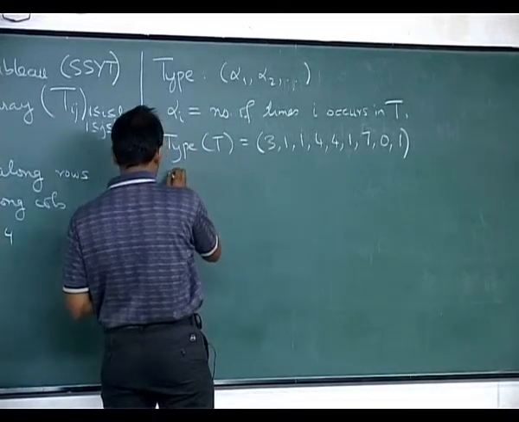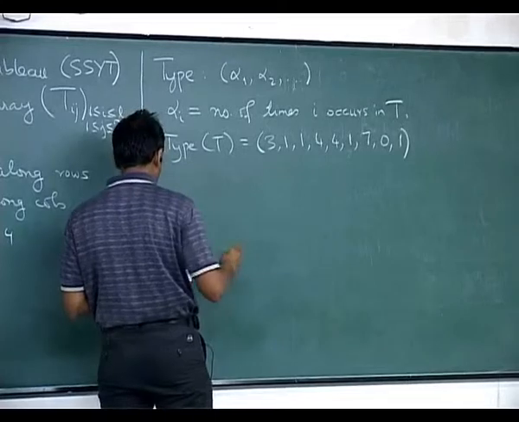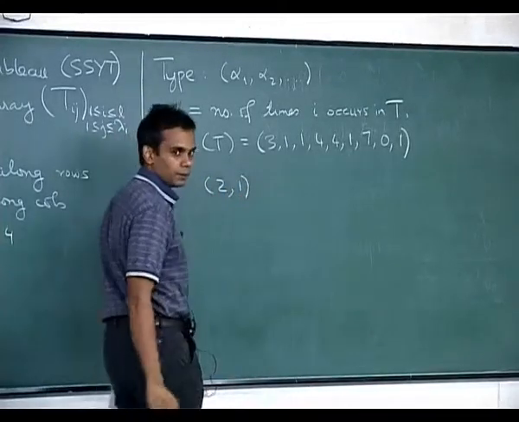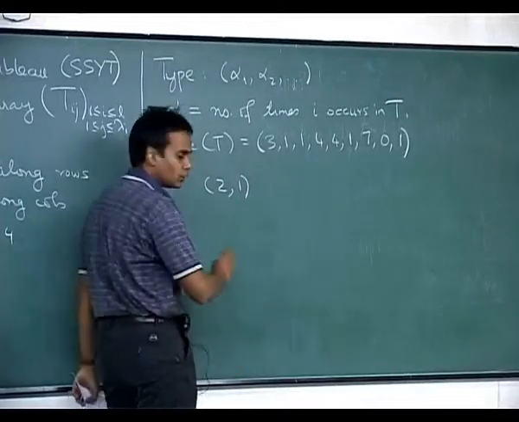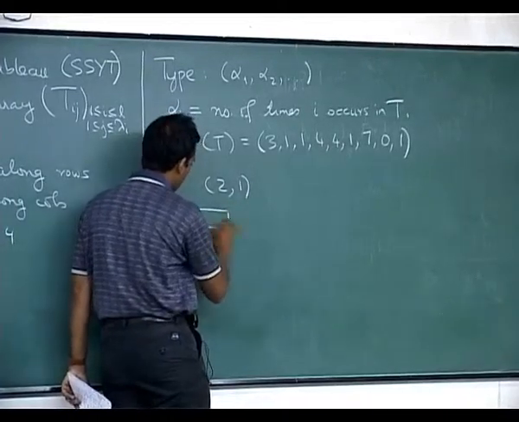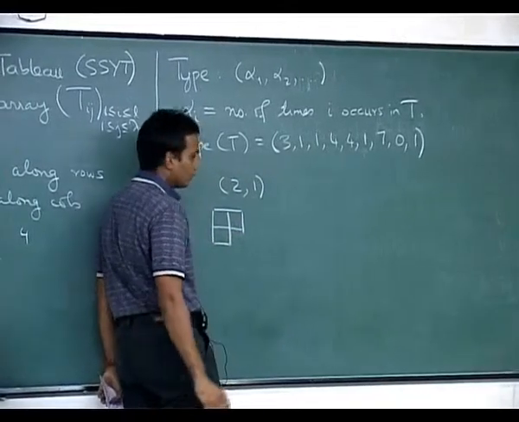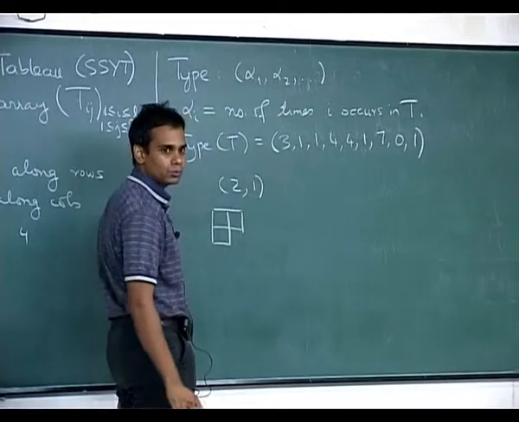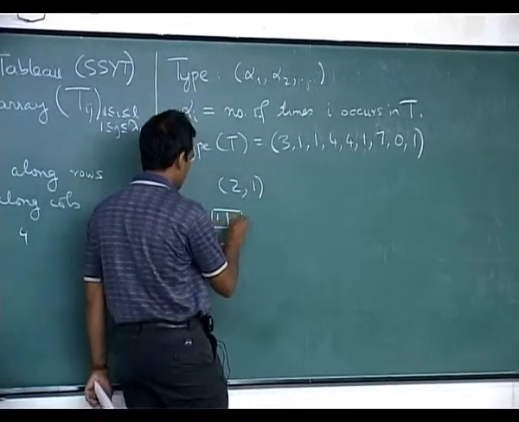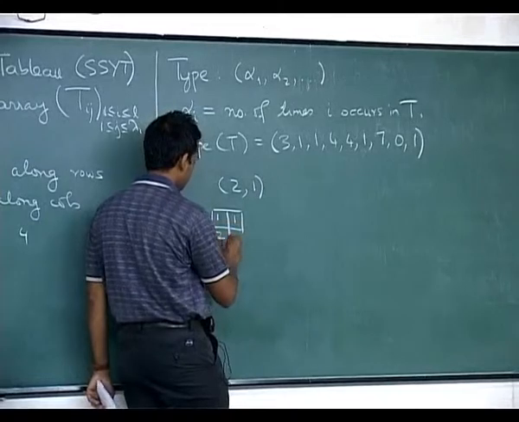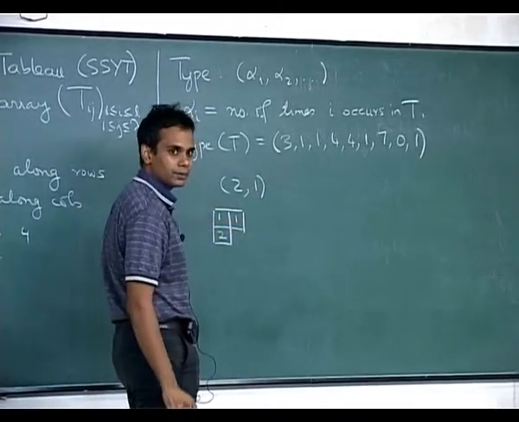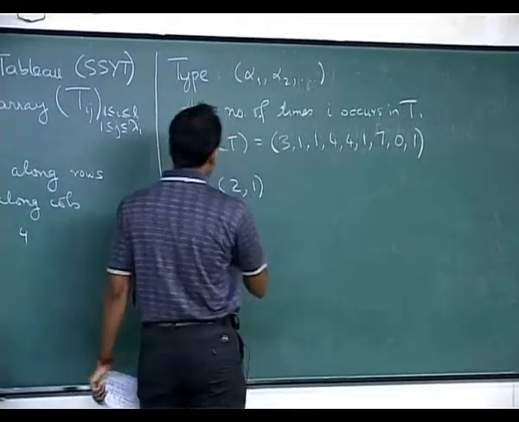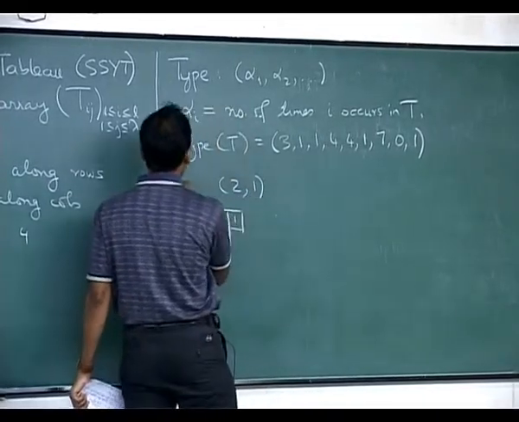Let me give you another example. How many semi-standard Young tableaux are there of shape and type (2, 1)? So once you fix the shape, it's nice to just draw empty boxes and then fill them out. So I need to put in 2 1s and 1 2. So I can only do this, right? This is shape and type.